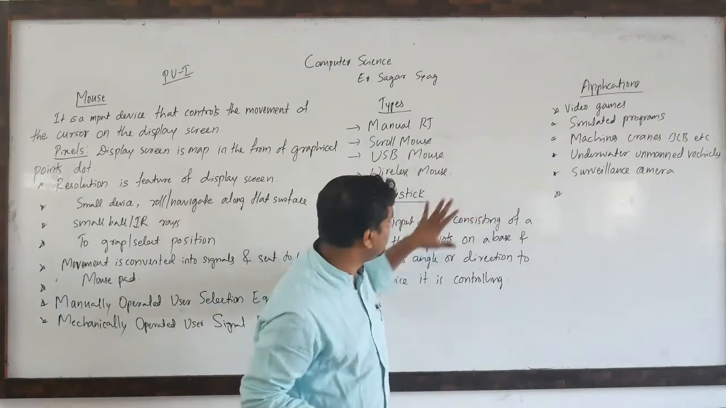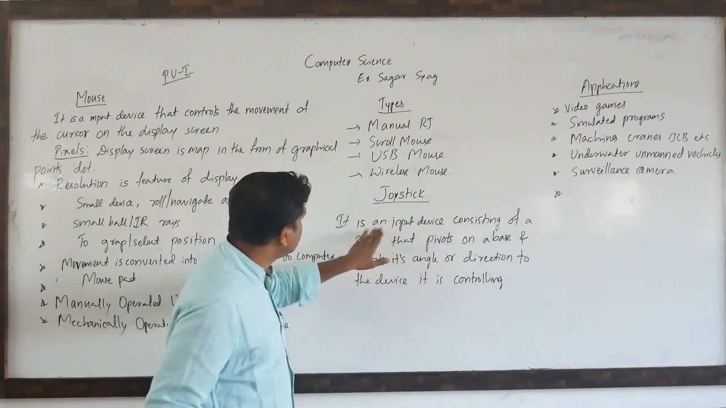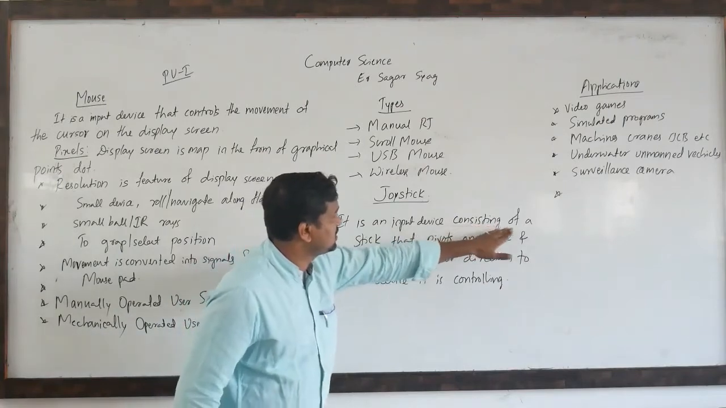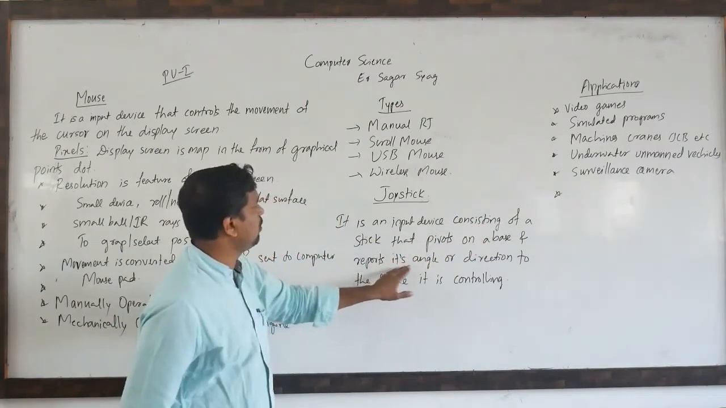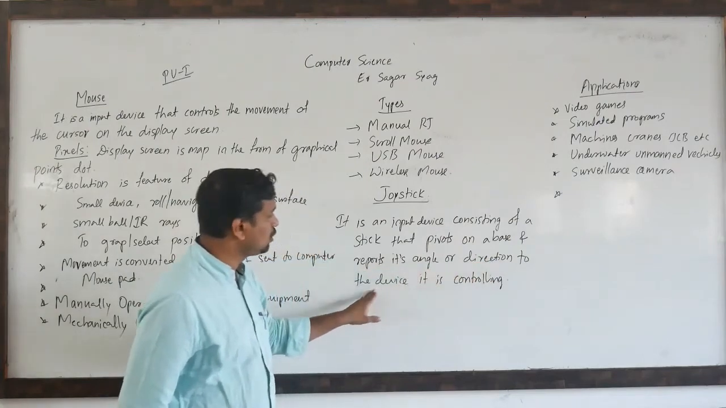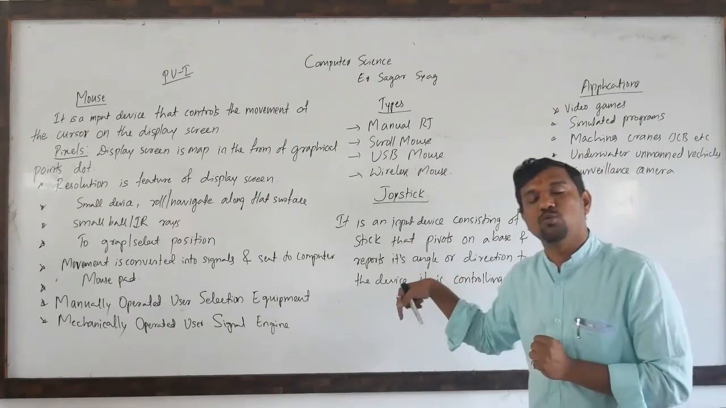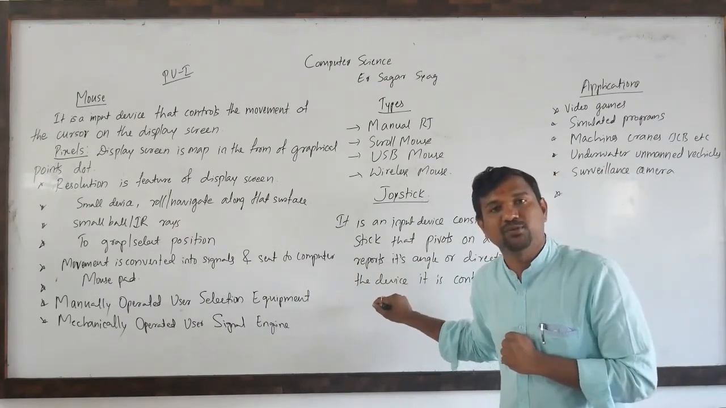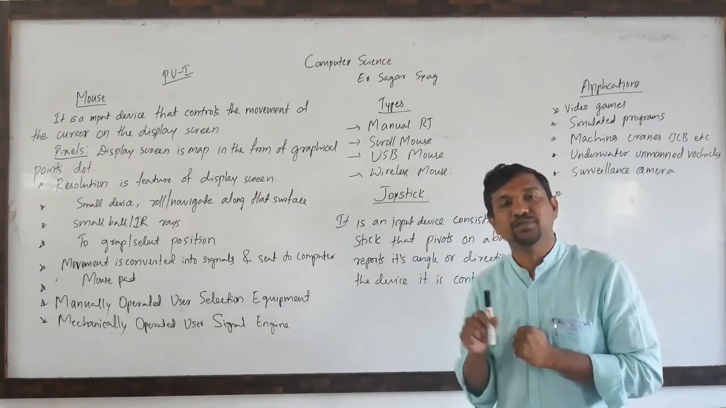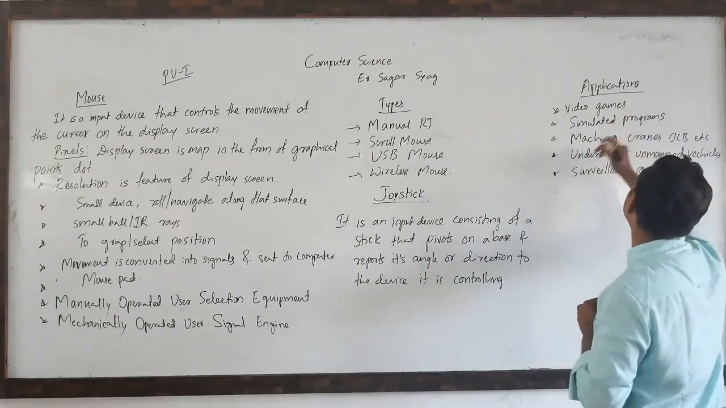So see the applications of joysticks. Let us see one more time. It is an input device consisting of a stick that pivots on a base and reports its angle or direction to the device it is controlling. On what purpose, in what situation, on what device we are using it, to that one it gives the angle of direction or movement of direction. See the applications of that.